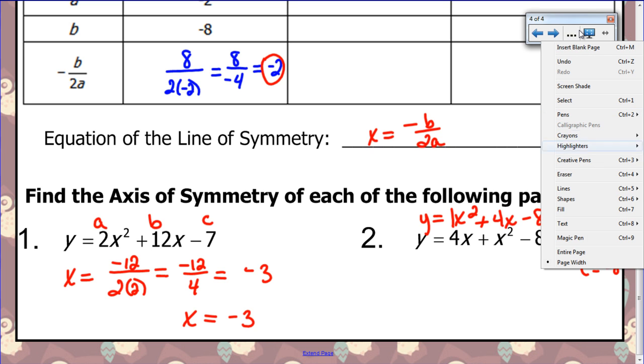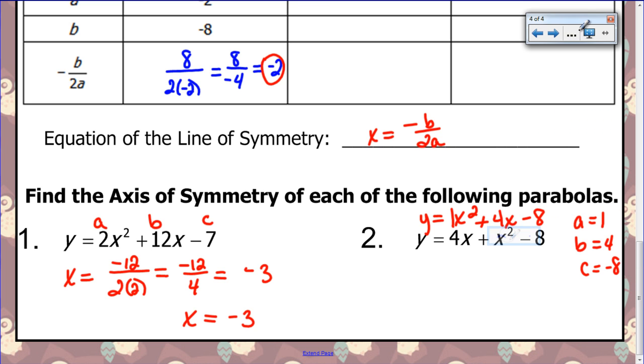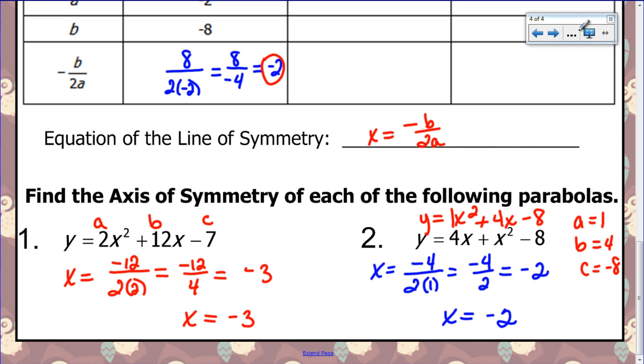So I'm going to go to my formula for axis of symmetry, which is x equals the opposite of b, in this case negative 4, over 2 times a, which is 1. And then I'll simplify, so I get negative 4 over 2. And when I divide that, I get negative 2. So my axis of symmetry for this parabola is at x equals negative 2, which also tells me that the x-coordinate of my vertex is negative 2.